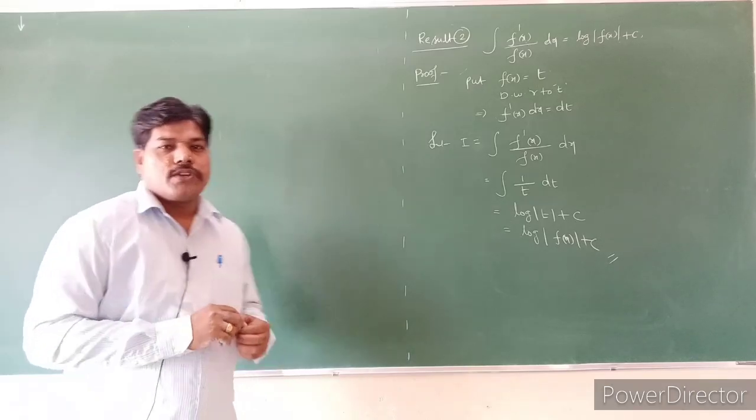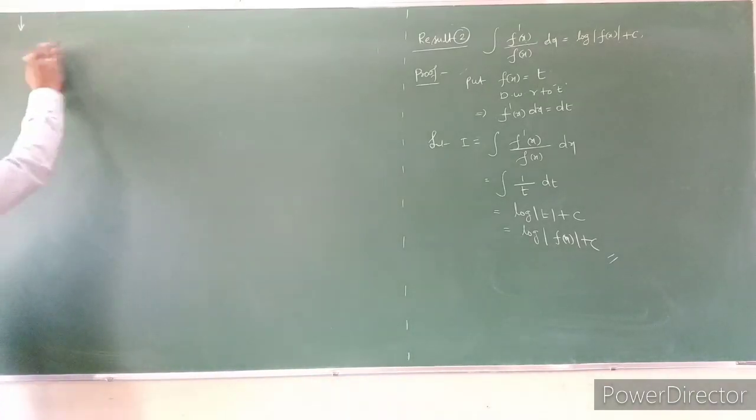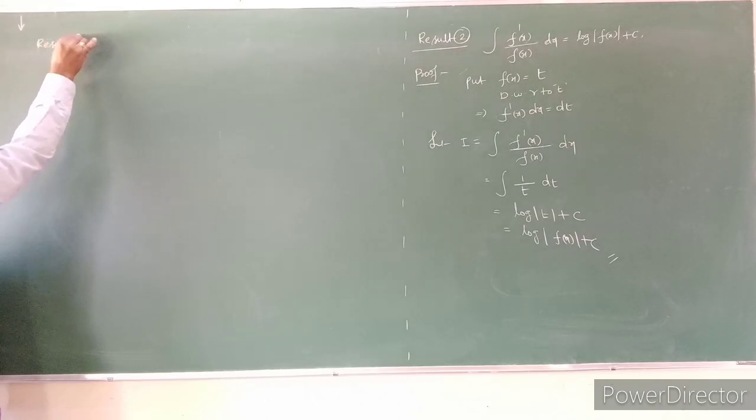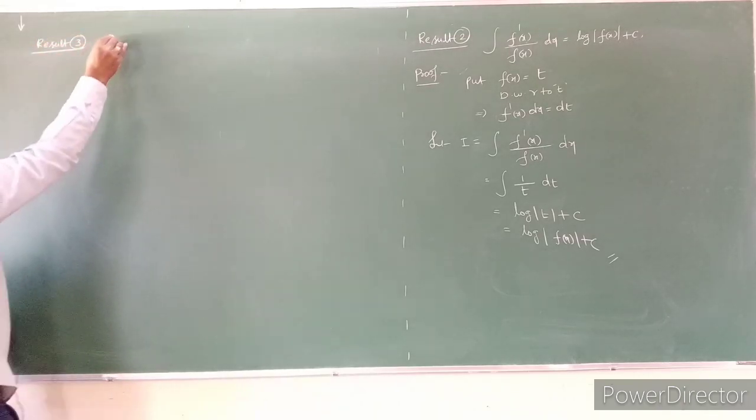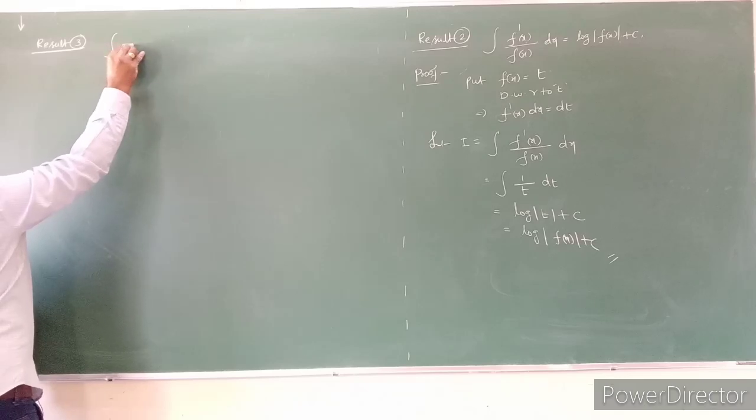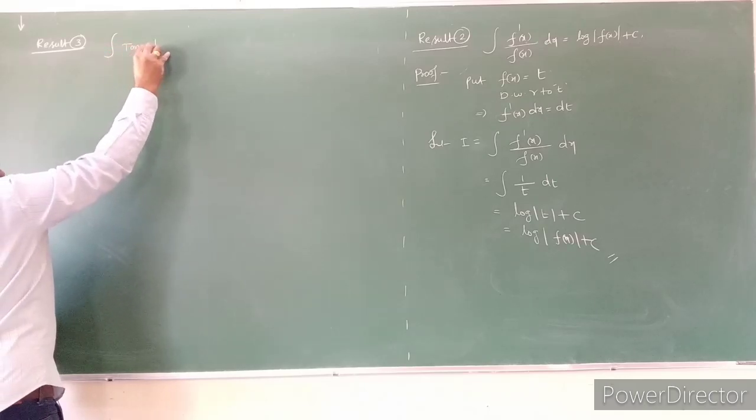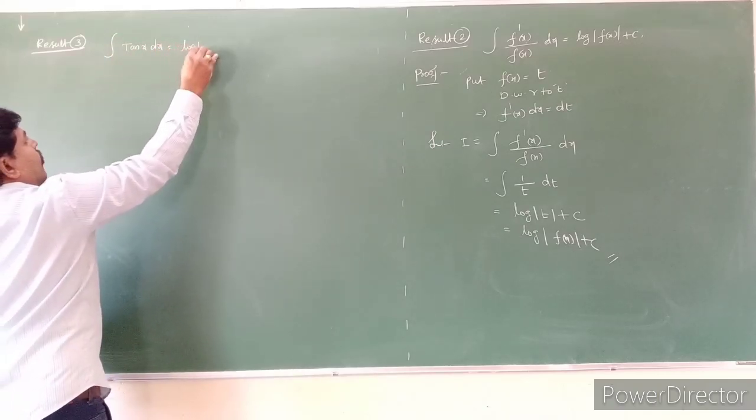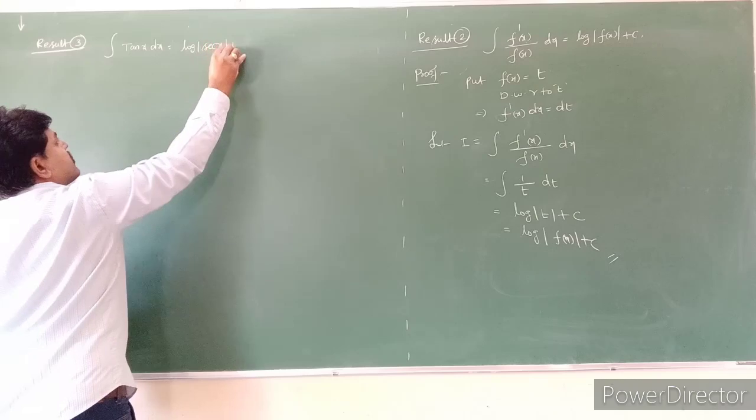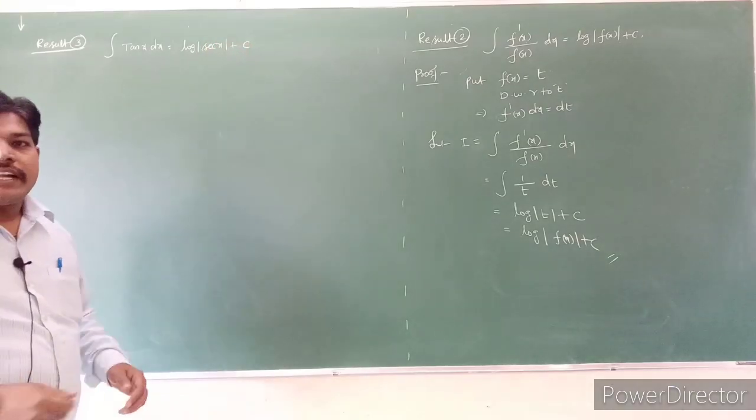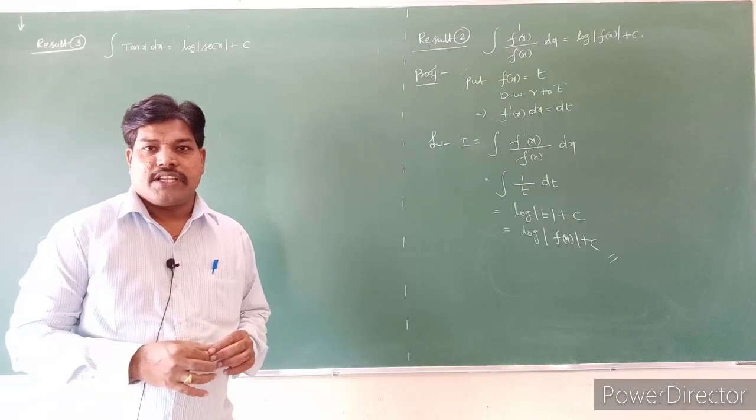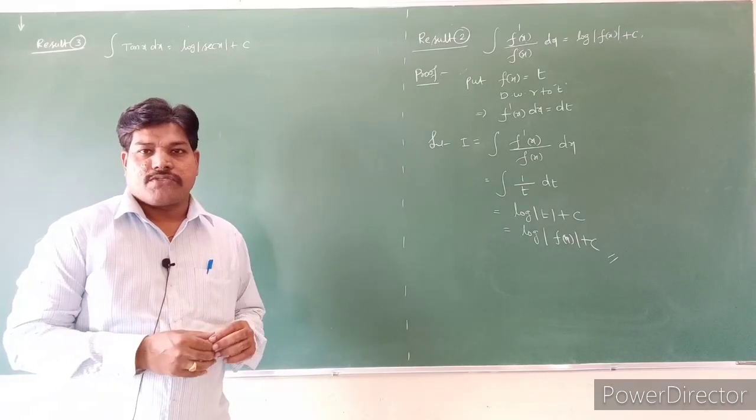See students, the first one is result number 3. The integral of tan x into dx is equal to log of mod secant x plus c. Integral of tan x into dx is equal to log of mod secant x plus c. So see how to derive the formula for this one.